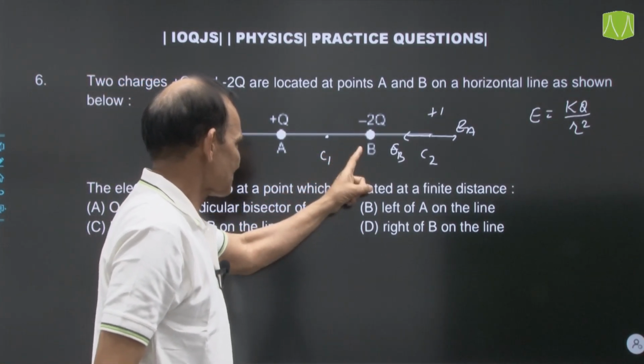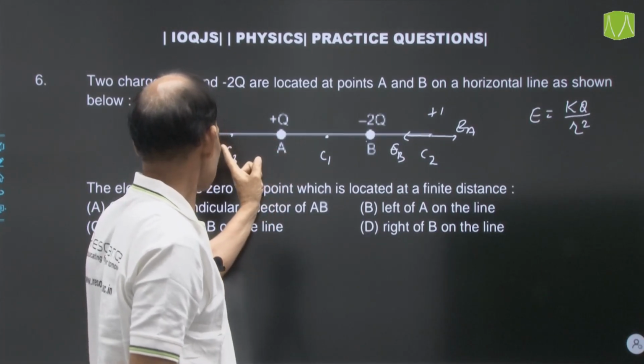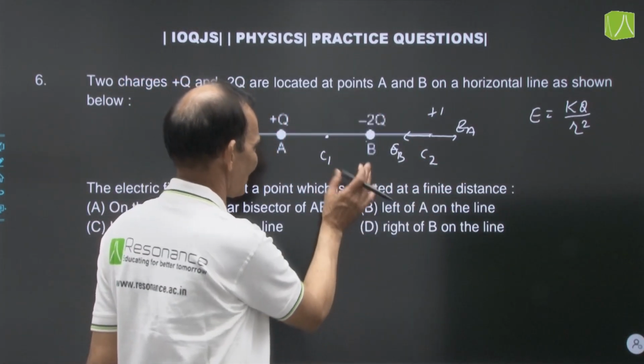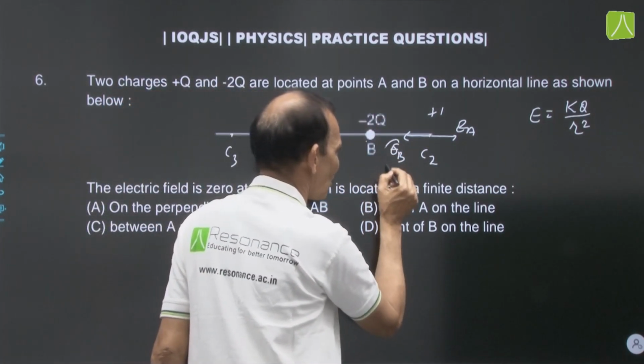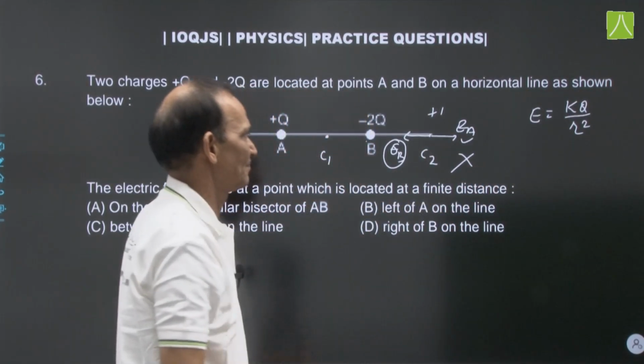Electric field due to this B charge will be towards the negative charge, that is EB. Due to this A will be EA. अब think about it. जब ये produce करेगा, distance भी कम है, charge भी ज्यादा है, it will be much more in comparison to E1. Not possible, zero हो ही नहीं सकता.